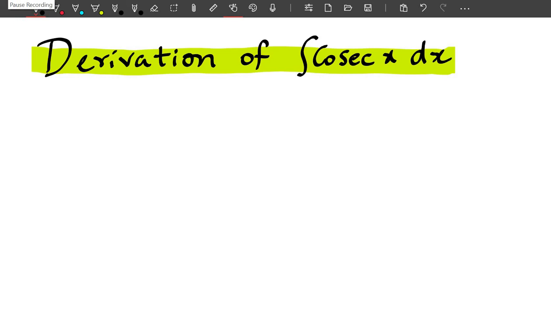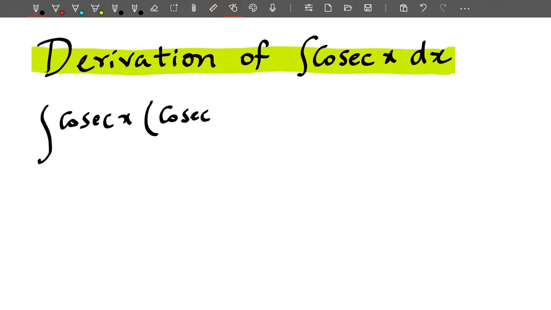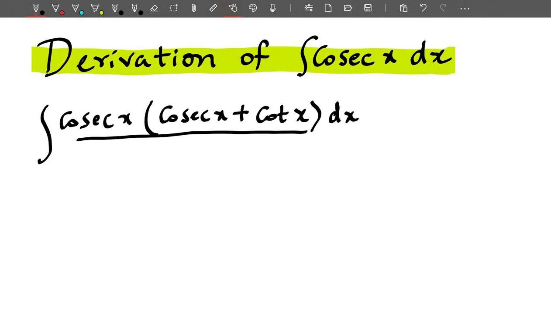Derivation of integration of cosecant x dx. So we need to multiply by cosecant x plus cot x in the numerator as well as denominator. So that means indirectly we're not changing the value of the trigonometric function, which is cosecant x.